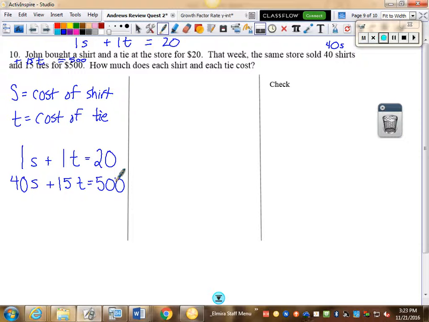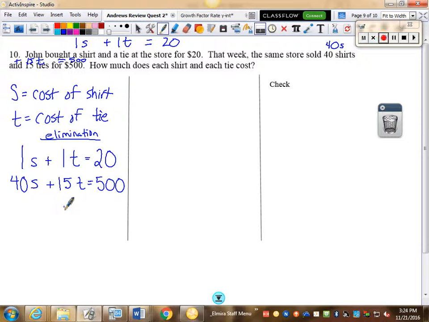All we know is that the two numbers add to 20. There's lots of numbers that add up to 20. It doesn't have to be 10 and 10. The way these are set up, something variable plus something variable equals a number. This means that we're going to do elimination as our strategy. In other words, I either want to be able to cross out my S's or cross out my T's.